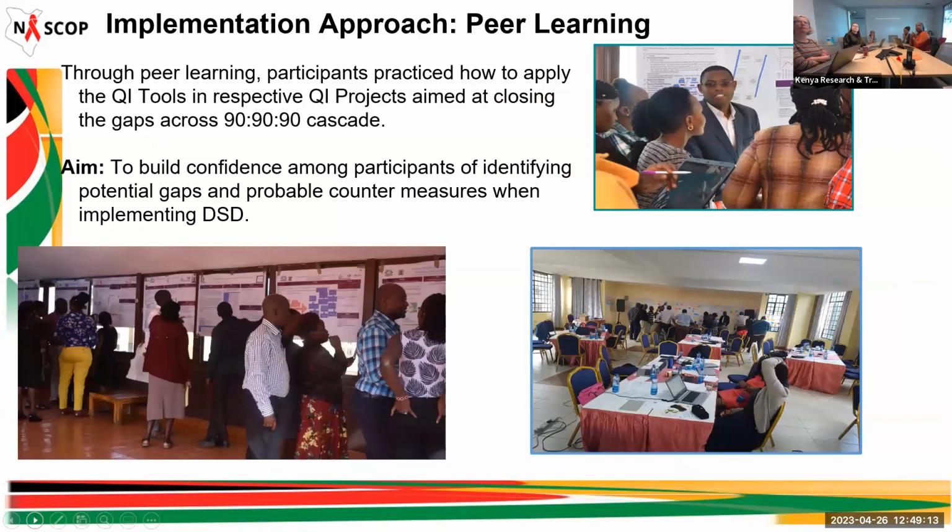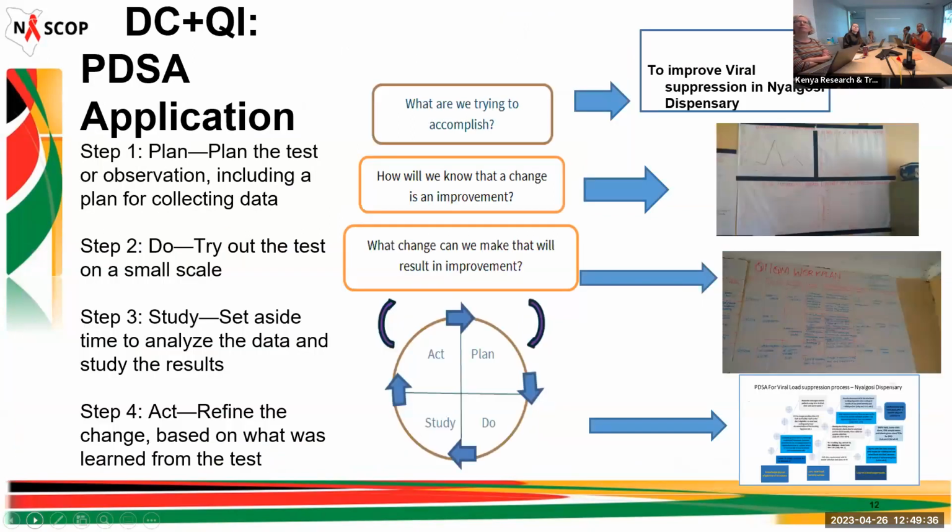And so in peer learning, the aim was really to build the confidence among these participants that if they identify their potential gaps, then they were able to quickly look and share experiences, that this facility did it, or I think I'm seeing the same thing around my facility. I can quickly test to see whether that was working. So we had a series of those peer learning sessions.